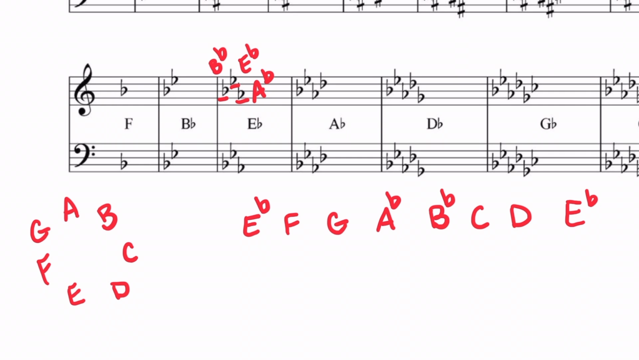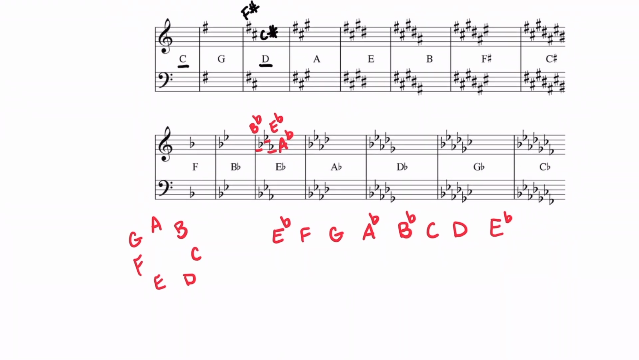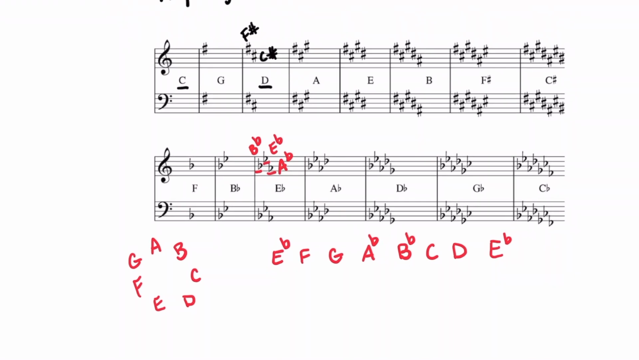And when we play it, you'll hear that it sounds the same as the other scales, just starting on a different note. We've got E flat, F, G, A flat, B flat, C, D, E flat. The same do, re, mi, fa, sol, la, ti, do. The same sound, just starting on E flat. And you can do this on any key.